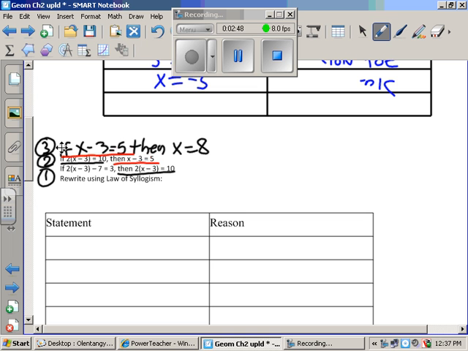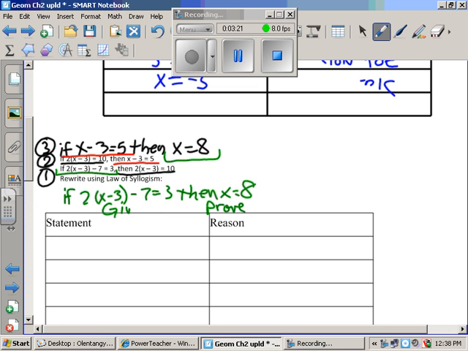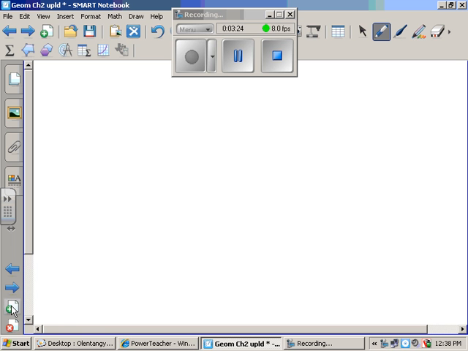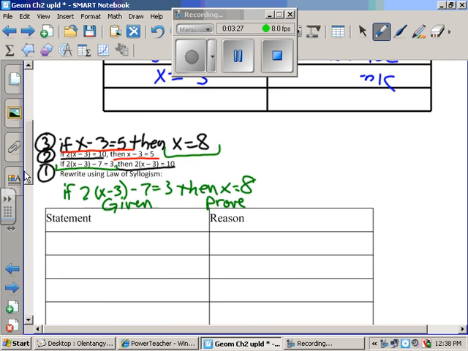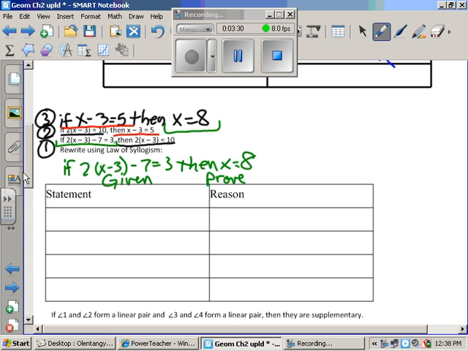what conclusion could I draw from that syllogism? Ella? So it would be 2x minus 3 minus 7 equals 3. Then? Good. The final conclusion can be the first hypothesis and the last conclusion. Okay? And in proof language, this becomes our given, and this is our proof. Okay? So given this, we're trying to prove that.